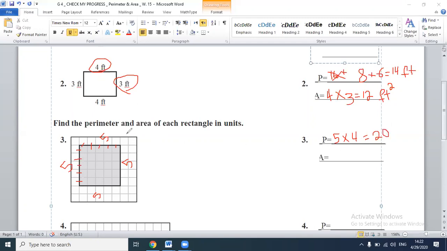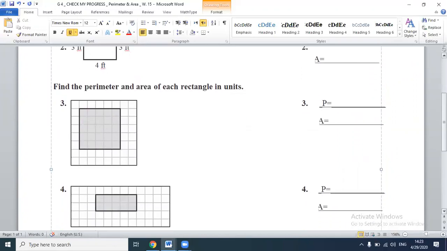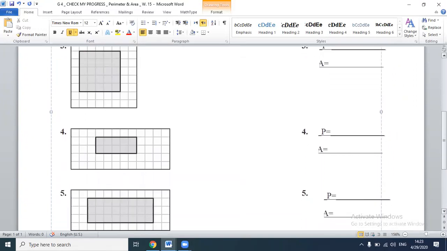And the area is side length times side length. The area of the square, side length, which is 5, times itself. 5 times 5 equals 25. Like this, you can finish your worksheet. Continue with the worksheet.